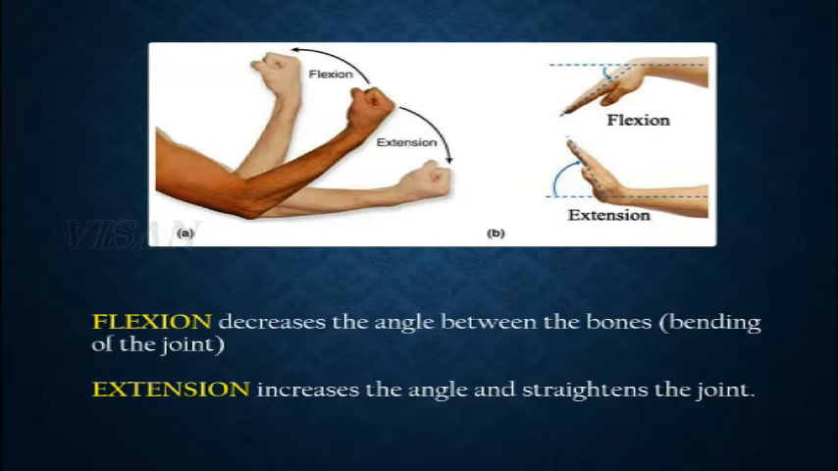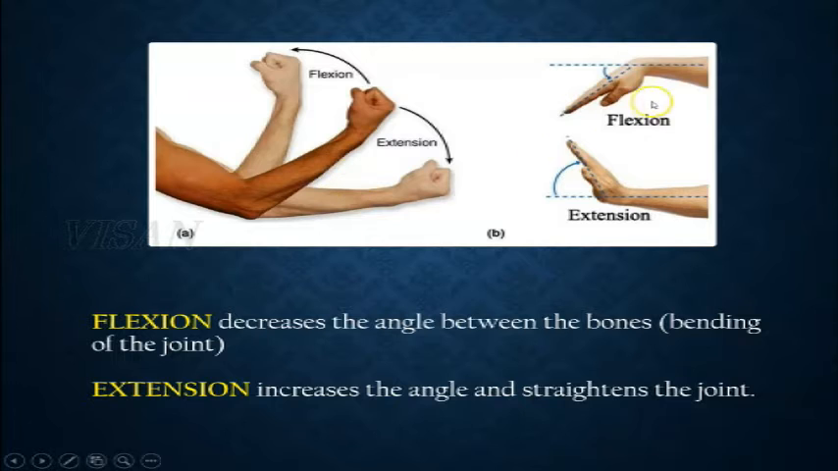First is flexion. Flexion is nothing but the bending that happens in any joint. So this decreases the angle between the bones. Whereas the opposite of flexion is called extension, that increases the angle between the bones and straightens the joint. For example, in the elbow joint, flexion is the bending of the joint where the angle between the bones is reduced, and the opposite is extension where the joint is straightened and the angulation is raised.